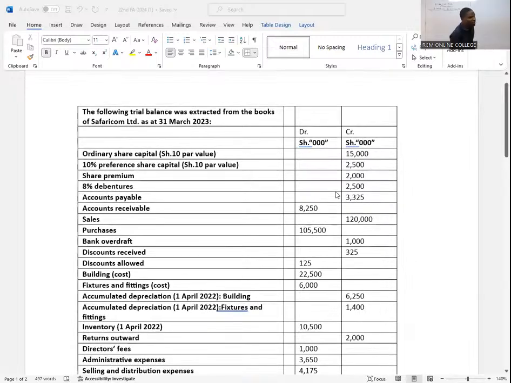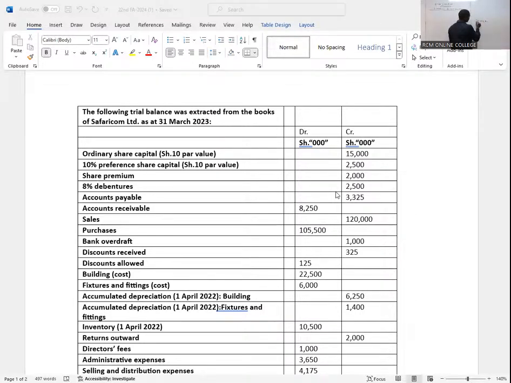The following trial balance was extracted from the books of Safaricom Limited as at 31st March 2023. Good. We have debit and credit side, you can see. And as we said, we go with the dealer. So since you're new, we just go with the dealer here.